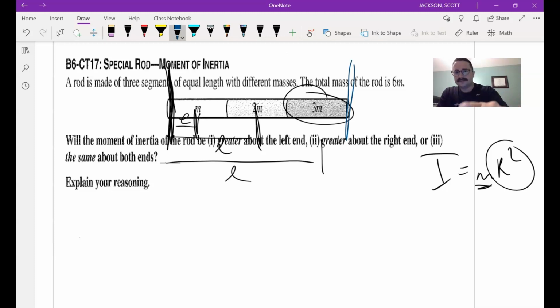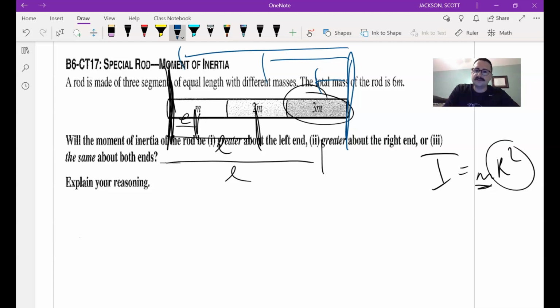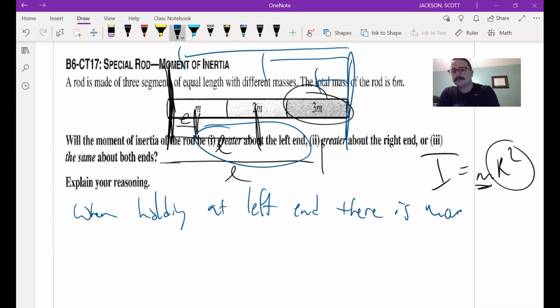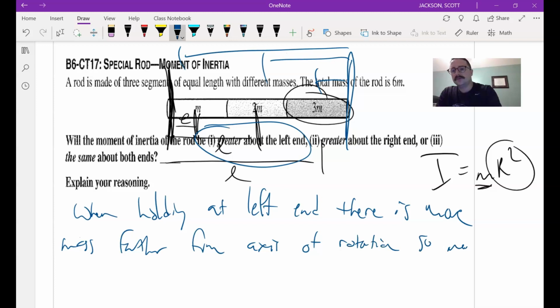If I hold it on the other side, now that 3m is a lot closer. The 2m is there, and the singular m is there. So they are definitely not the same. There is more inertia when I'm at the left end. Okay? So when holding it left end, there is more mass farther from axis of rotation, so more rotational inertia.